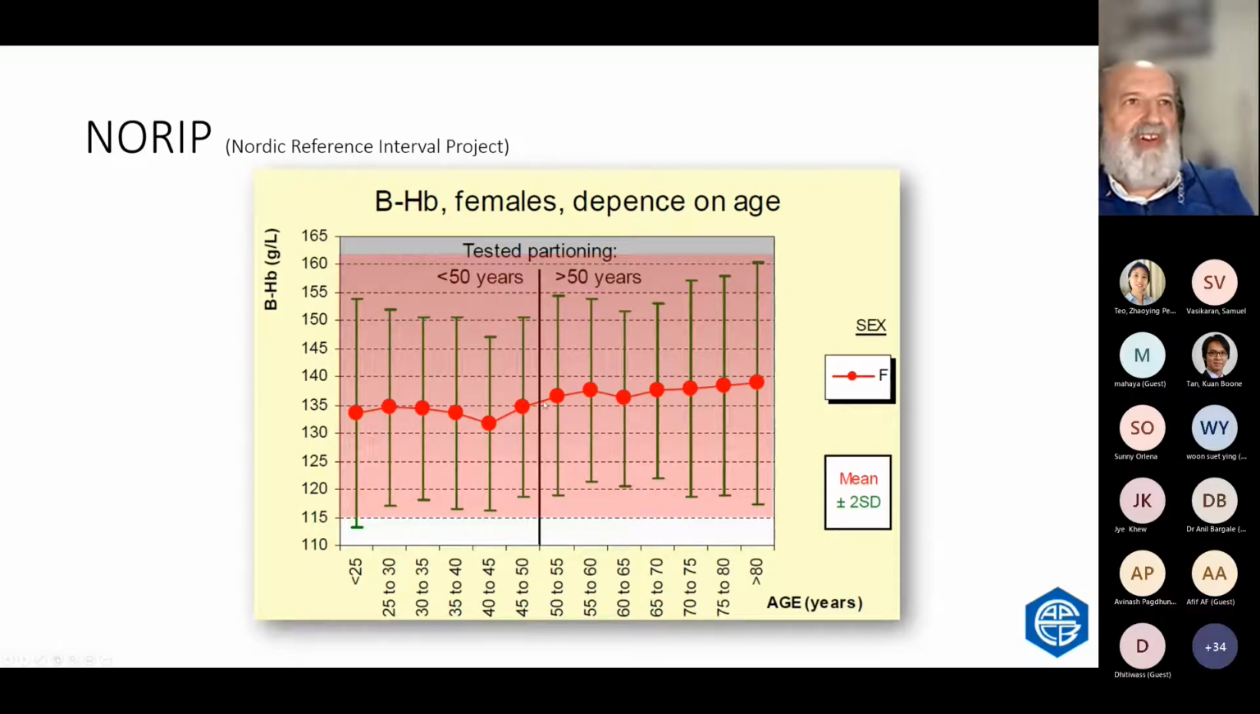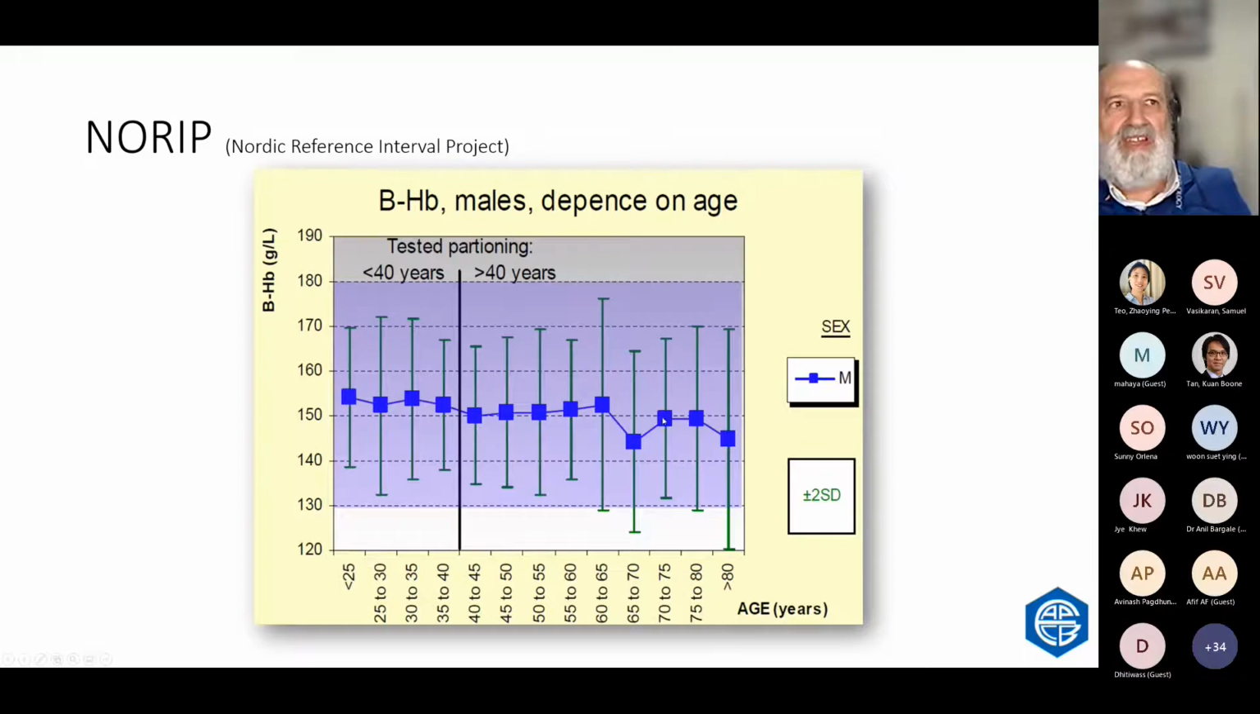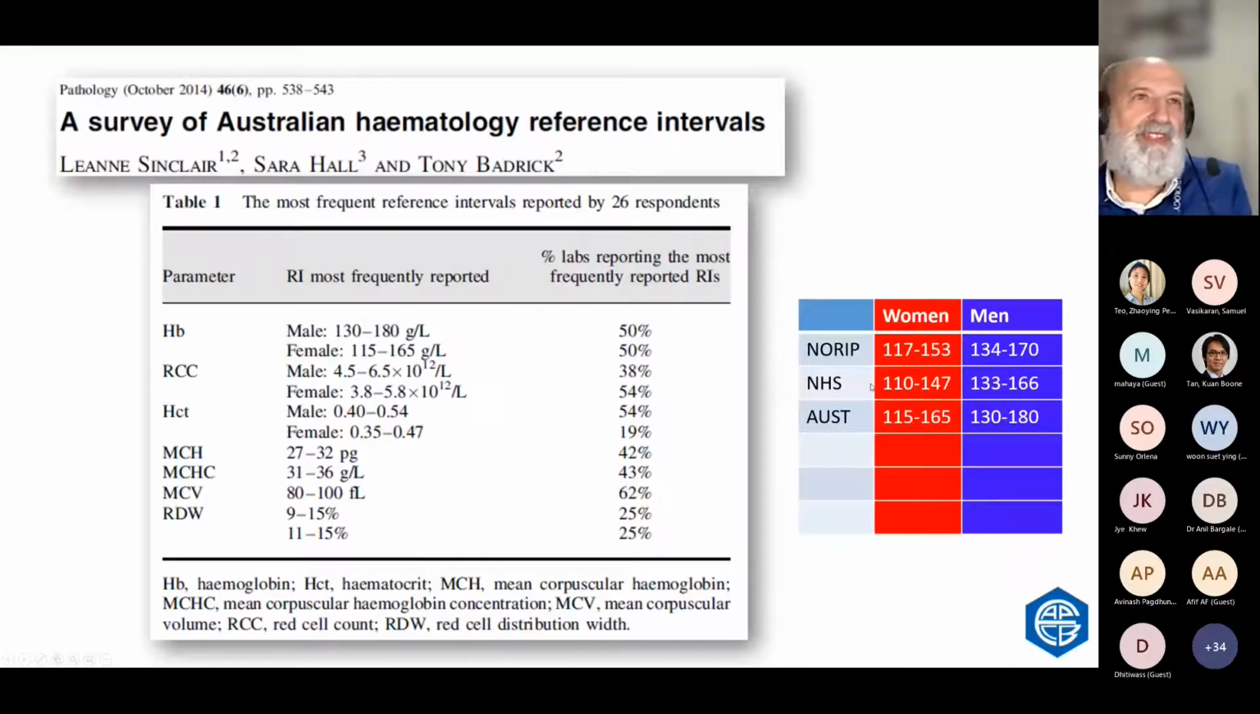It's hard to know what happens with aging, and here in the Nordic study, they found that hemoglobin might rise slightly in women, and it might fall slightly in men. So they're interesting questions. Now, so what should we use for a normal hemoglobin?